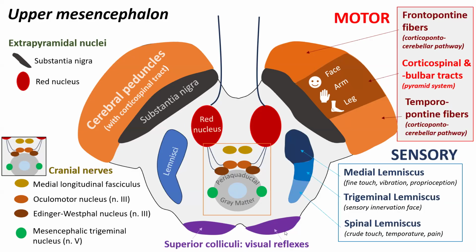So I talked about the tectum. It has two components. The upper component is called the superior colliculi, responsible for visual reflexes, and we have one cranial nerve exiting the midbrain at the level of the interpeduncular cistern, and that's the oculomotor nerve.